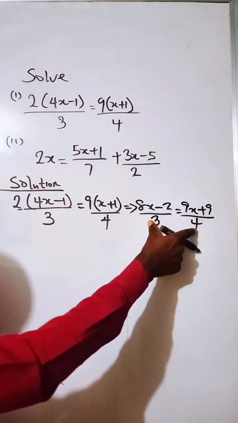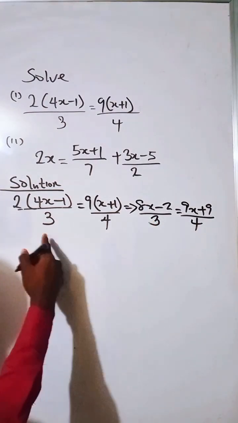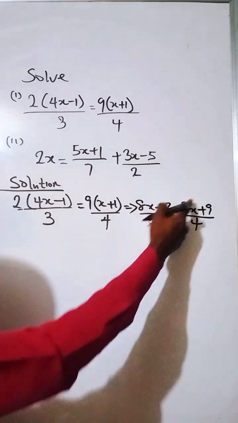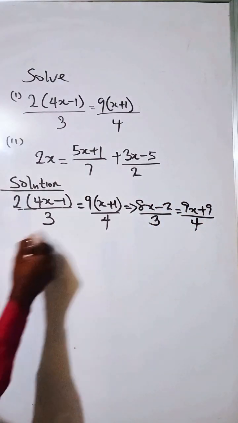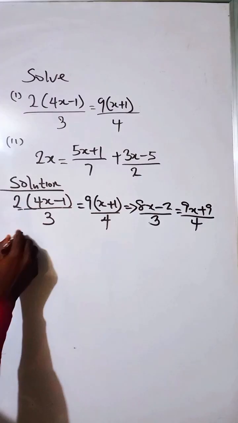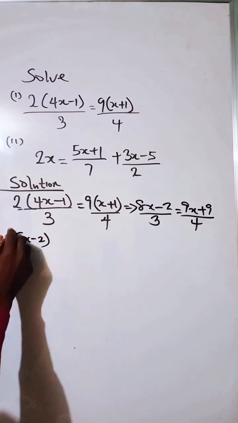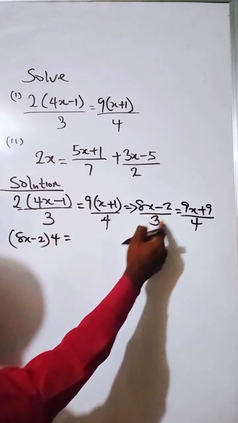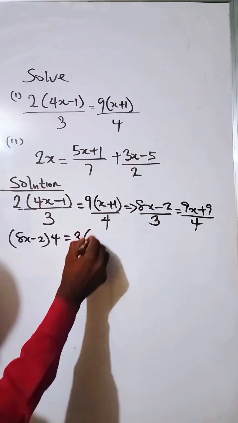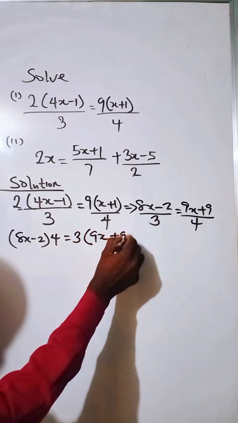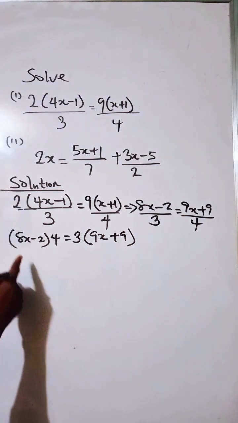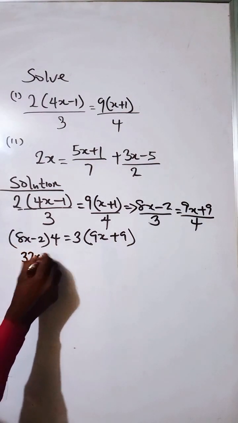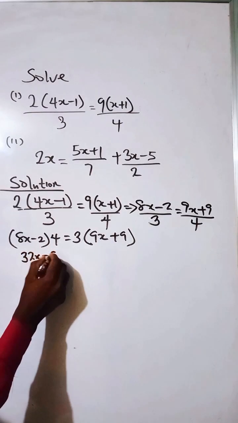So when we take this from here, what do we do? We need to cross multiply: we multiply this, we multiply this, so let's start from here. So we have 8x minus 2, multiplying 4, equals, this is multiplying this, we have 3 into (9x plus 9). So when we open up, we have 4 times 8x, that's 32x, 4 times minus 2, we have it to be minus 8.